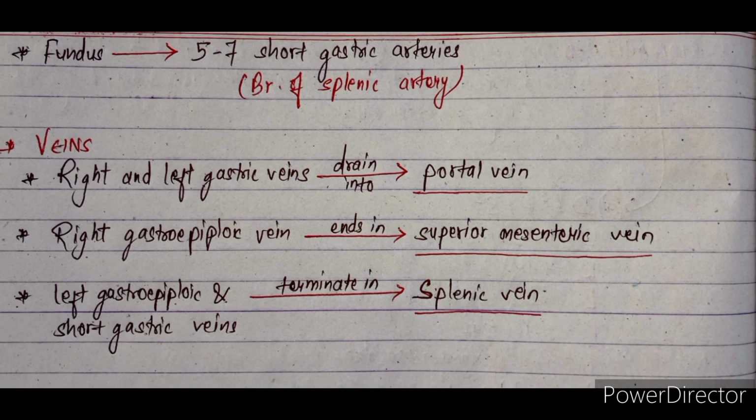Now let's talk about veins. So the right and left gastric veins drain into portal vein. Right gastroepiploic vein ends in superior mesenteric vein, and left gastroepiploic and short gastric veins terminate in splenic vein. Now we will see figures of stomach bed and blood supply of stomach and try to understand more easily from that video.